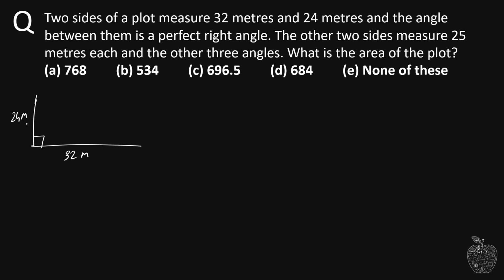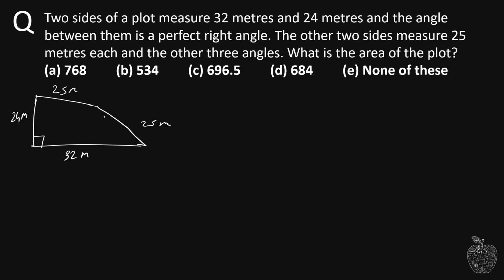So how will we visualize the other two sides? If we draw it like this, if say this is 25, then we cannot say that this is 25, because if this is 24, this is way more than 24. So this cannot be the diagram, because visually we cannot say that this is correct. If we draw it like this, if I say this is 25 meters, this can also be 25 meters, right? So visually the diagram will be something like this, not exactly like this. So this is 25 meters, this is 25 meters, and we have to find the area of the plot. So we have to find out the area of this entire thing.